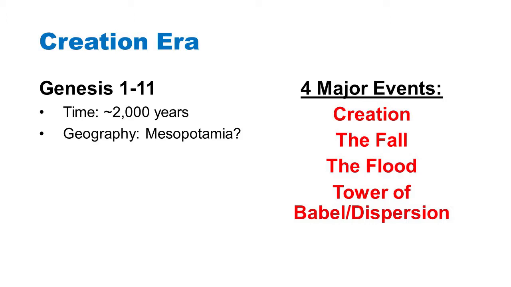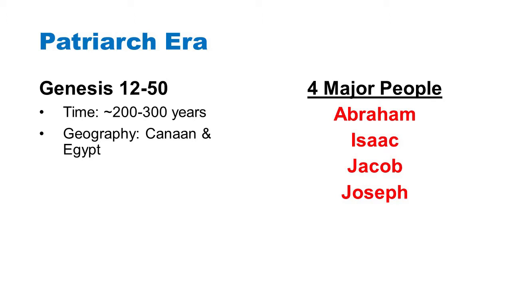And so the first part of Genesis, Genesis 1 through 11, talks about 4 major events. The second part of Genesis, chapters 12 through 50, this patriarch era, talks about 4 people. So that's a really easy outline to remember about Genesis. 1 through 11, 4 events. 12 through 50, 4 people.